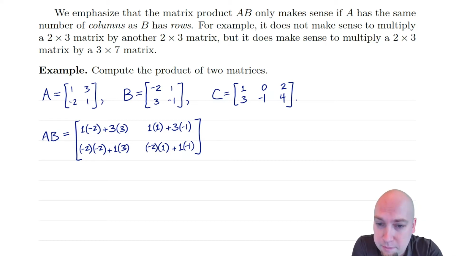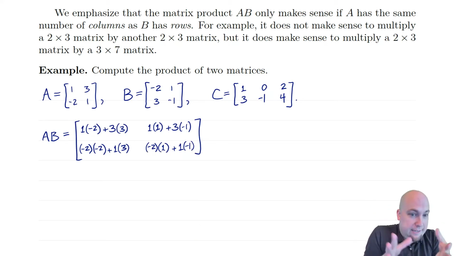Bottom left entry is going to be bottom row, left column. Dot them together, you get this quantity. Bottom right entry of the product is going to be bottom row with right column. And again, dot product them. So it's going to be -2 times 1 plus 1 times -1. And you get exactly this quantity here.